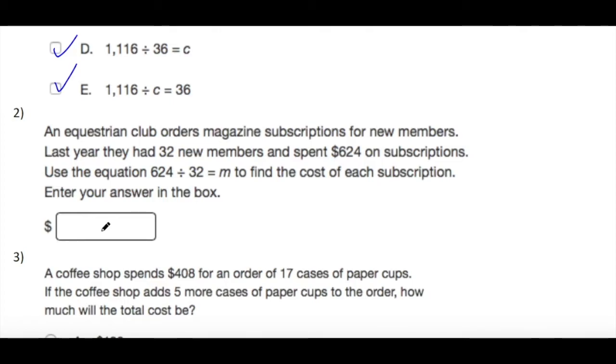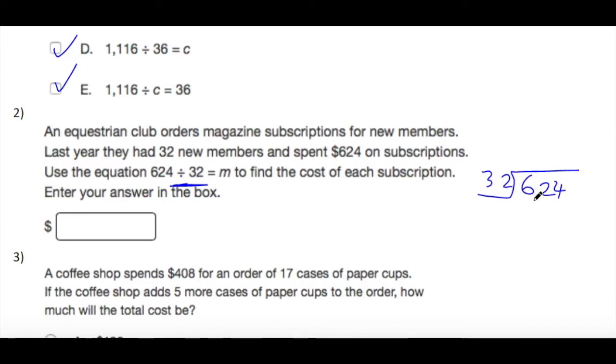Listen. An equestrian club orders magazine subscriptions for new members. Last year they had 32 new members and spent $624 on subscriptions. Use the equation 624 divided by 32 is equal to M to find the cost of each subscription. Enter your answer in the box. Here he gave me the equation, so I will just solve it. So now can we divide 624 divided by 32? We take long division before.